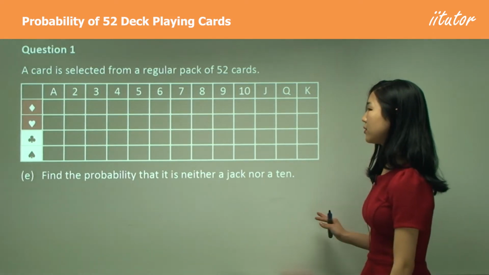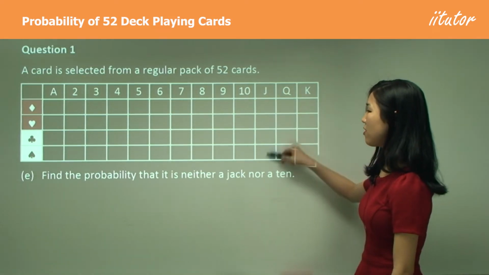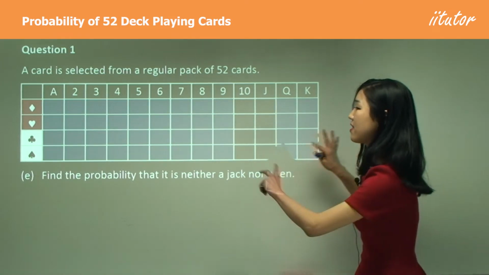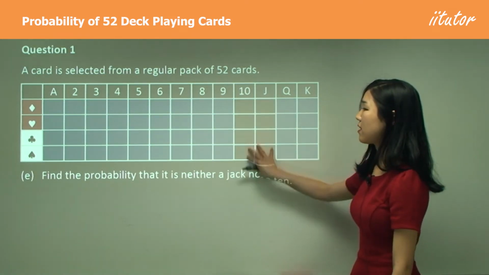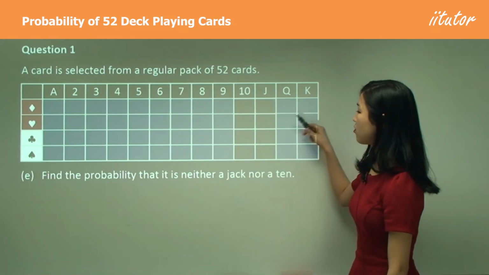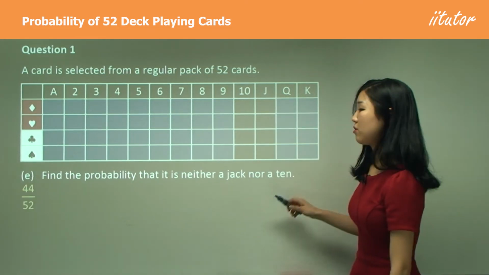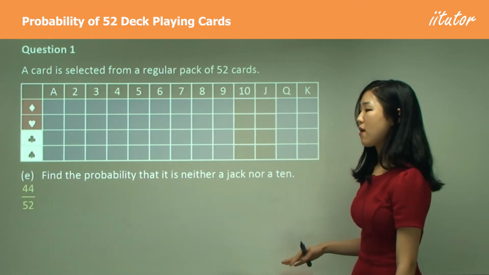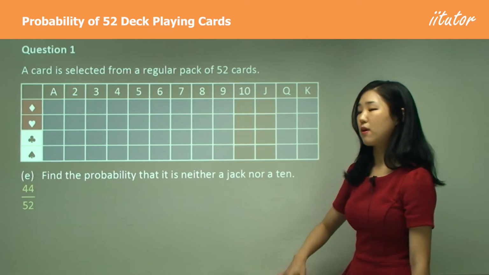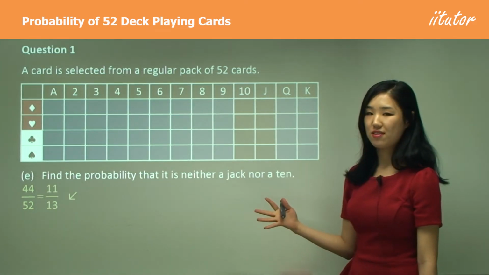E, find the probability that it is neither a Jack nor a 10. Neither a Jack nor a 10 means we don't want it to be a Jack or a 10. So it must be anything else, excluding these 2 outcomes. It's 52 minus 8, which is 44. So 44 out of 52 is the answer for this question. Just simplify it to 11 over 13.